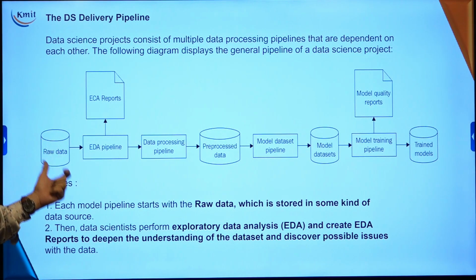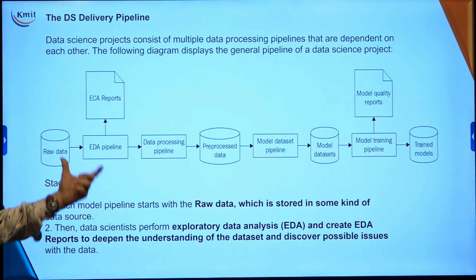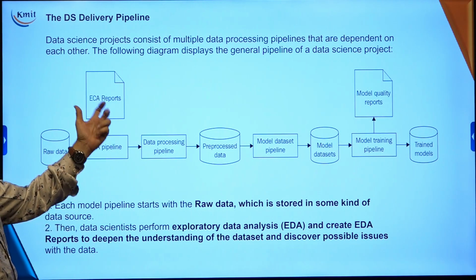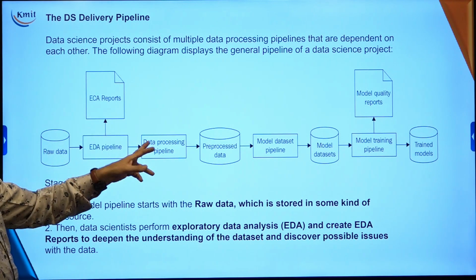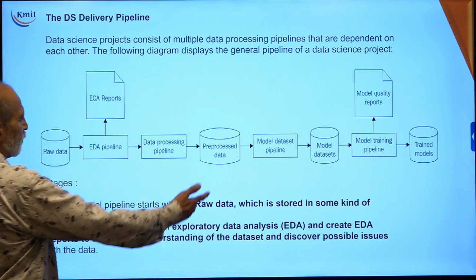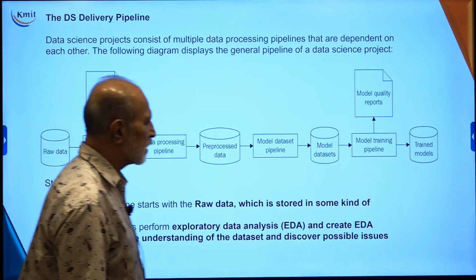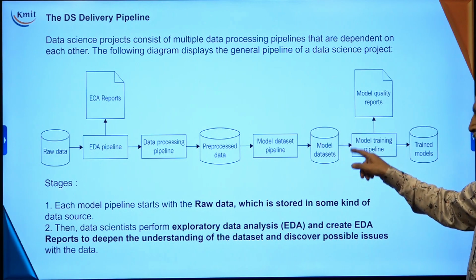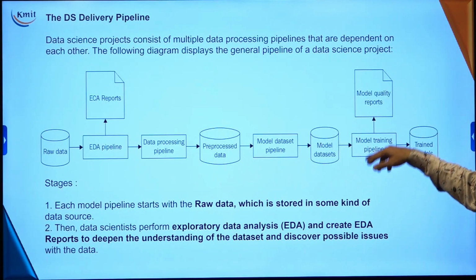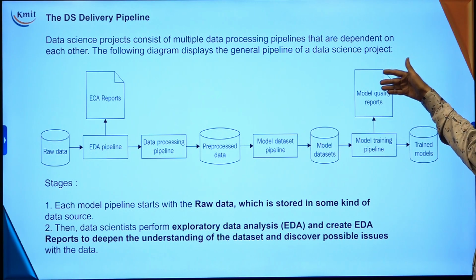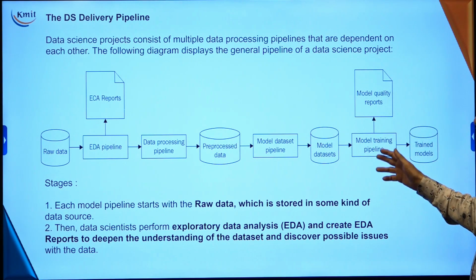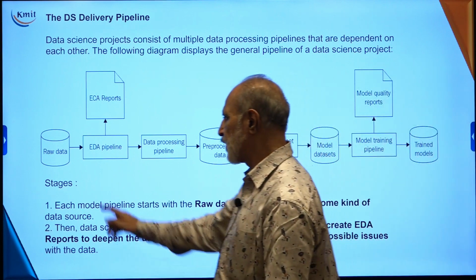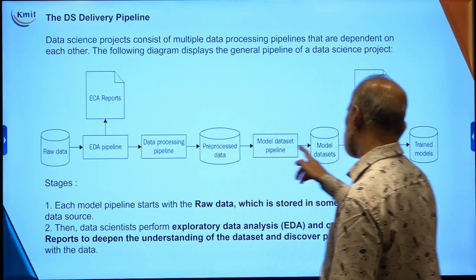So you can see I have raw data. From the raw data, I have a pipeline called exploratory data analysis. I give the report, data processing file pipeline, process the data, then it comes to the model. So I have a model dataset pipeline, and then model test, testing the model on a different dataset. So I have model dataset testing, then I have quality control, and then training and finally a trained model. So starting from my raw data, this is the pipeline going through.